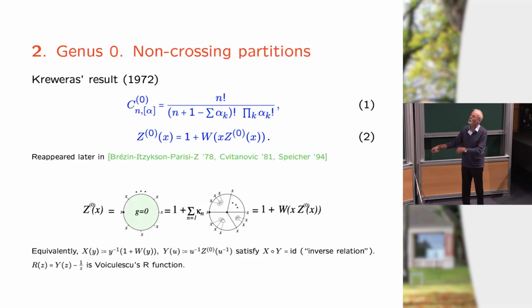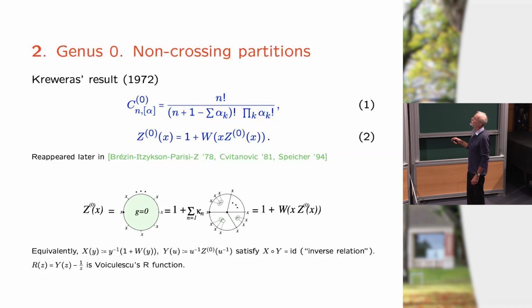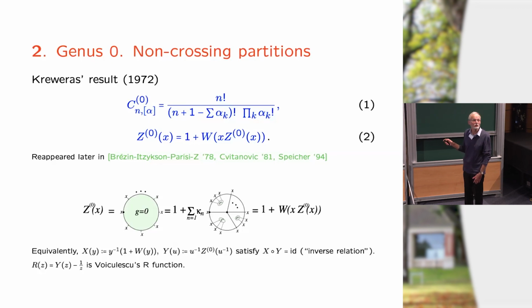So in the case of genus 0, there's a formula, again completely explicit, due to Creveras, and again, 72. You can look at it. It's fairly nice and simple. And the observation that, as far as I can see, Creveras didn't make was, in fact, not only to compute this thing, but to return to the generating function of these numbers. And the generating function of these numbers has a remarkably simple expression, which is here.